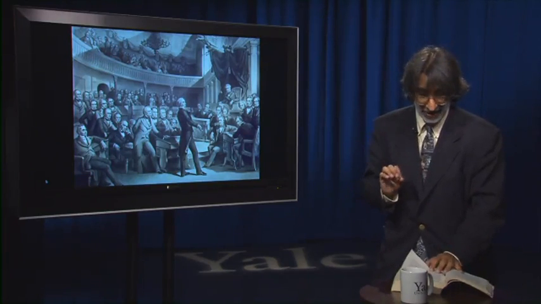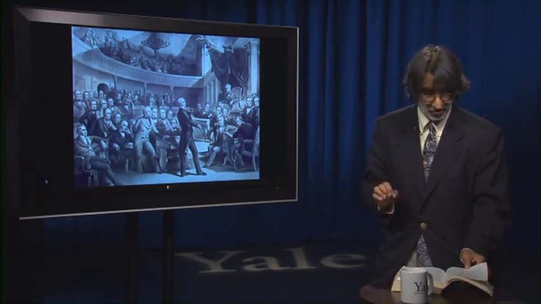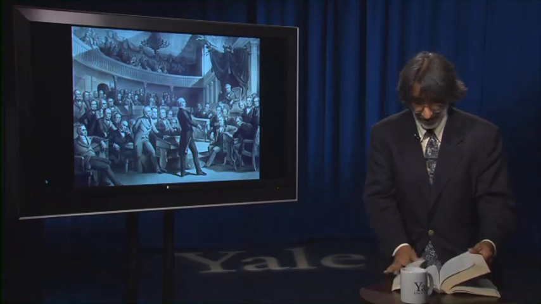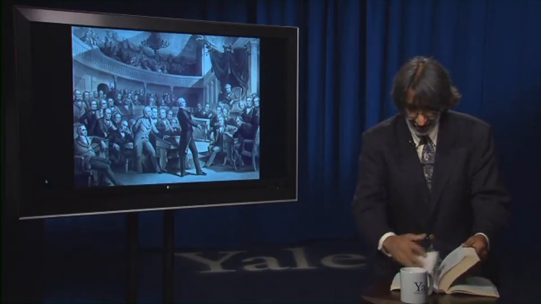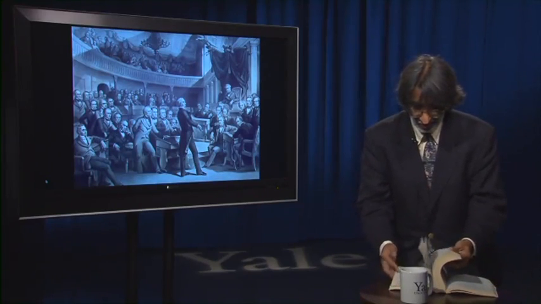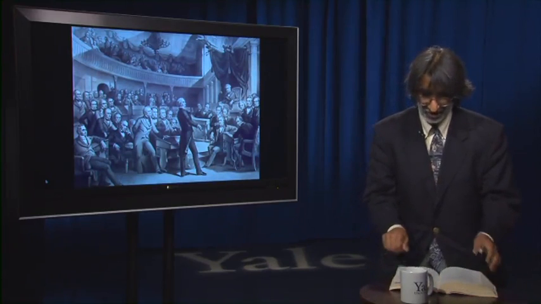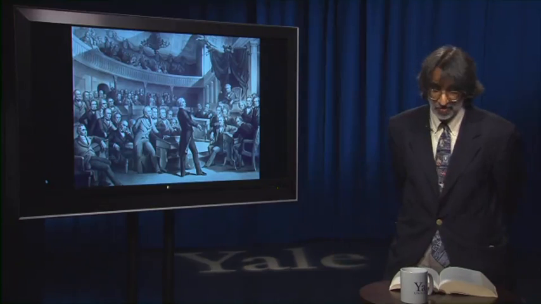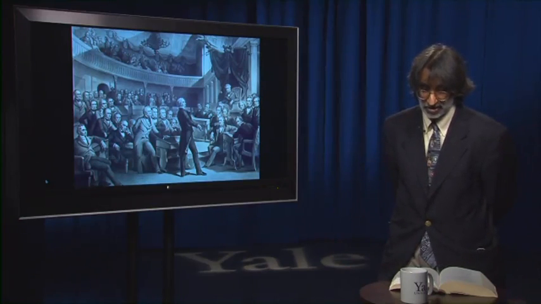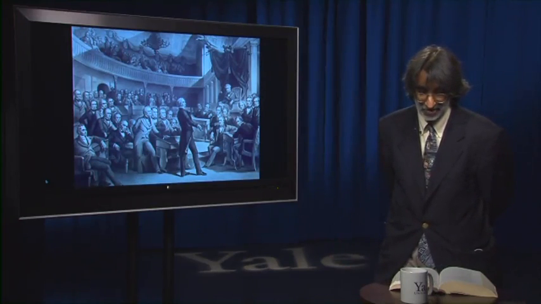So let's look at that list of express powers, Article 1, Section 8. And let's just kind of quickly start to work through it, and then in our next lecture we'll continue to work through Article 1, Section 8 and the rest of Article 1. Here's how it begins. The Congress shall have power to lay and collect taxes, duties, imposts, and excises, to pay the debts and provide for the common defense and general welfare of the United States.